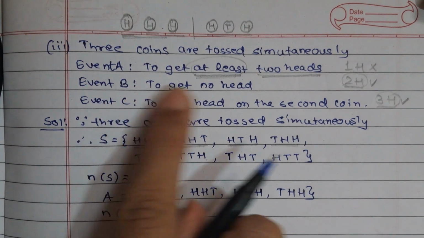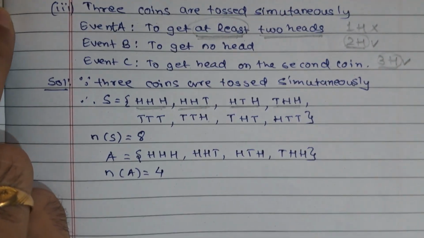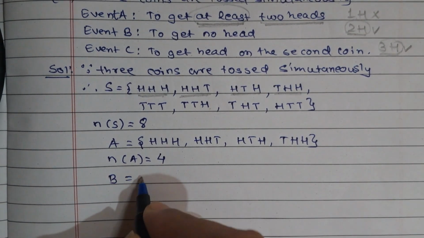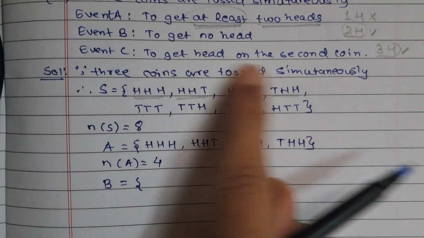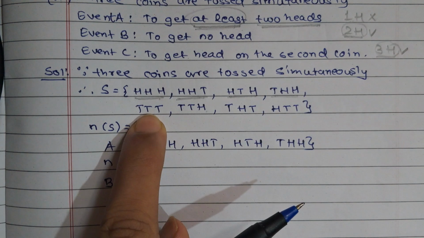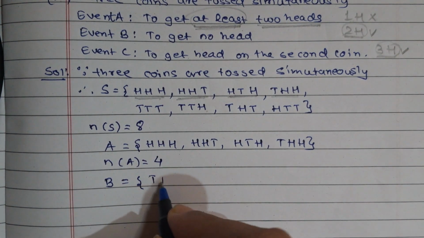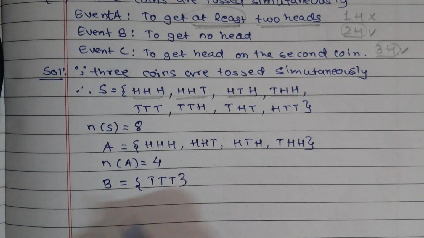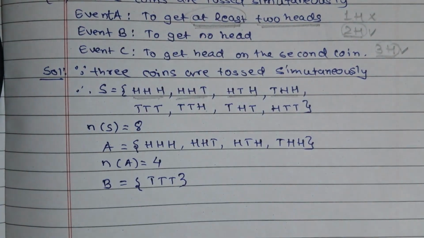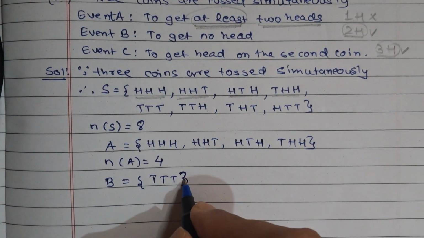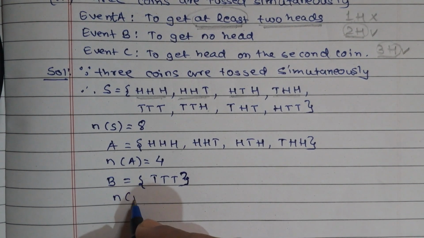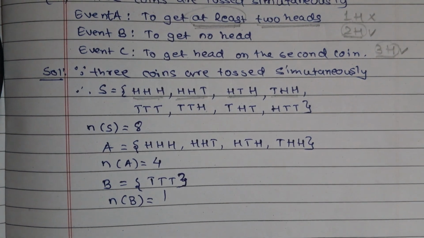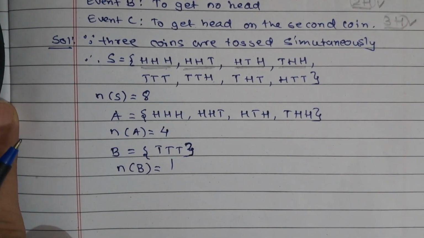Okay, now let's see the next event. Event B says get no head. No head means what? There should be only tails, and the only possible combination is this, where all of them are tails. Because in all the other possibilities there is at least one head or more. So this is the only possibility where there is no head: tail, tail, tail. So I will close it like this and name it n of B. It contains just one element.